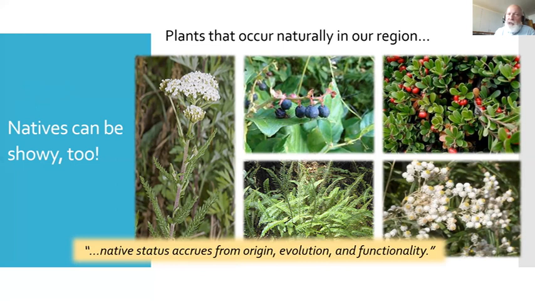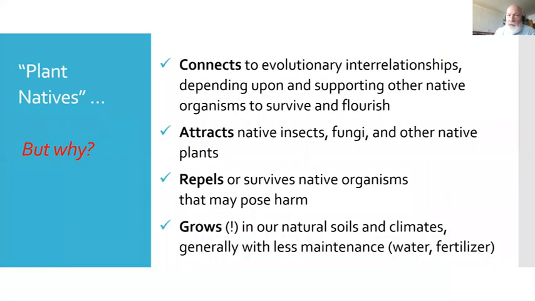I want to make a strong point that they can be showy plants, as you see here: the salal, the Kinnikinnick, the sword fern, the pearly everlasting, and the yarrow. This point about connections of these native plants is significant in that they've evolved to have specialized relationships with other organisms, either insects or microbes in their ecosystem. So when we talk about a native plant, it really can be very native to a very small ecosystem because of its evolutionary connection.